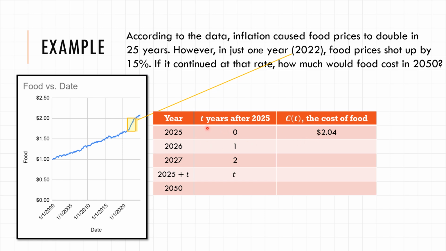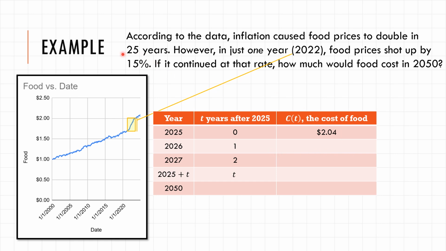Let's take a look. I made a table of values here, and I'd like you to try to pause the video here and fill this in. In this table of values, we're trying to measure T years after a very specific year. So T years after 2025, what was the cost of food at that time? In 2025, it was $2.04. And we're saying if it increased by 15%, what would it be the next year?